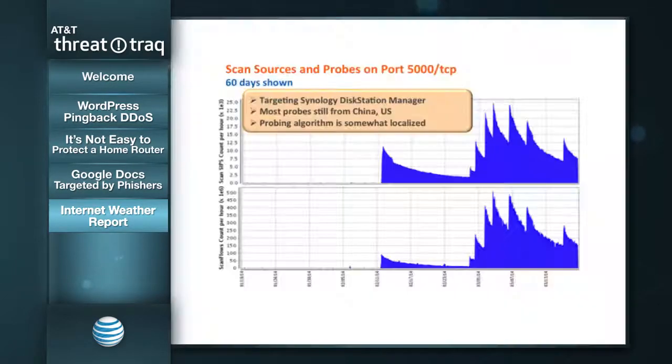As we've talked about before, the application that they appear to be targeting here predominantly is the Synology Visitation Manager, and we still are continuing to see the predominant probes from sources in China and the United States. I should point out that the probing algorithm itself, that is the way they sequence across IP addresses, is somewhat localized. So they'll be very aggressive at scanning the class C or /24 address space before continuing on to another address. And that does create a little bit of a bias in terms of what you might see in the activity that's taking place on a regular basis.